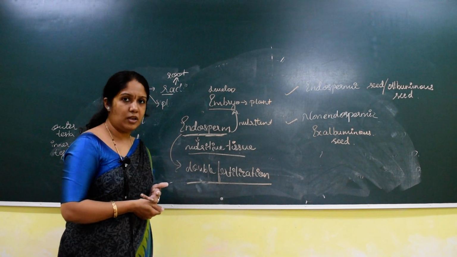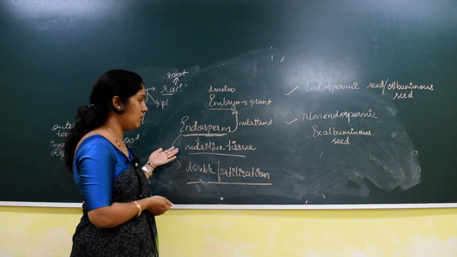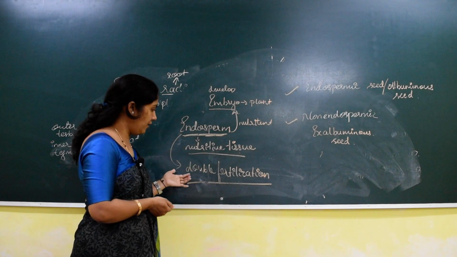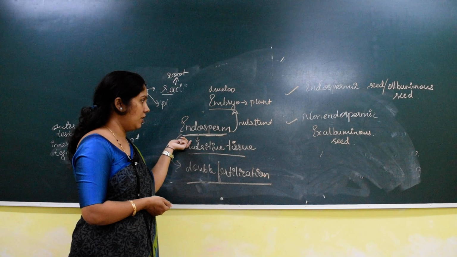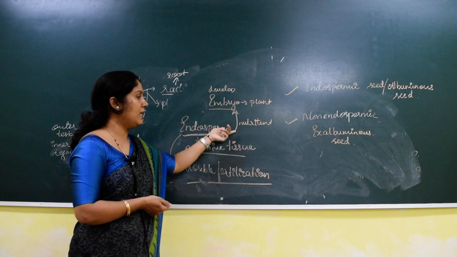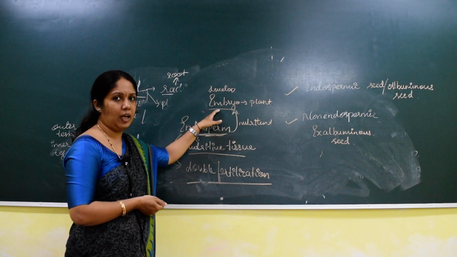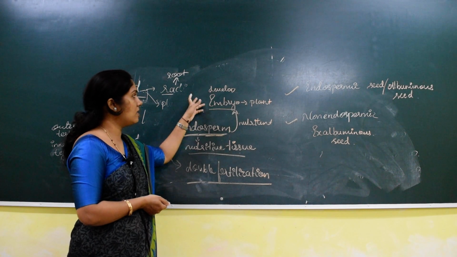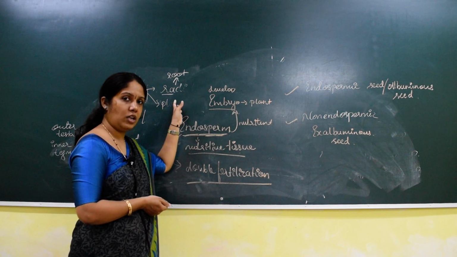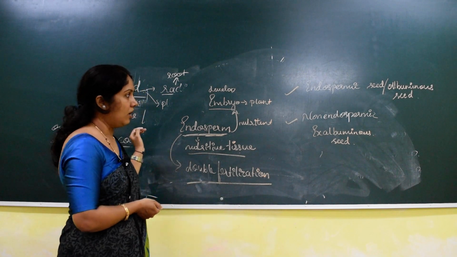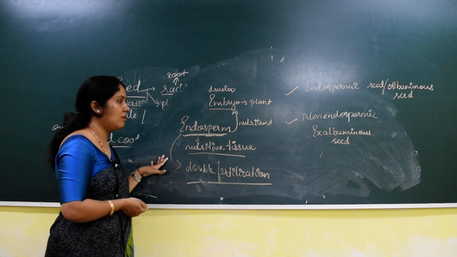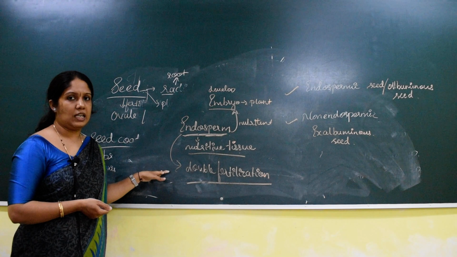So what is this endosperm? The endosperm is a nutritive tissue which is developed at the time of the double fertilization mechanism. This endosperm supplies the nutrients for the developing embryo. The embryonal axis may be made up of a single cotyledon or two cotyledons. Understood? So this is about the seed in general.